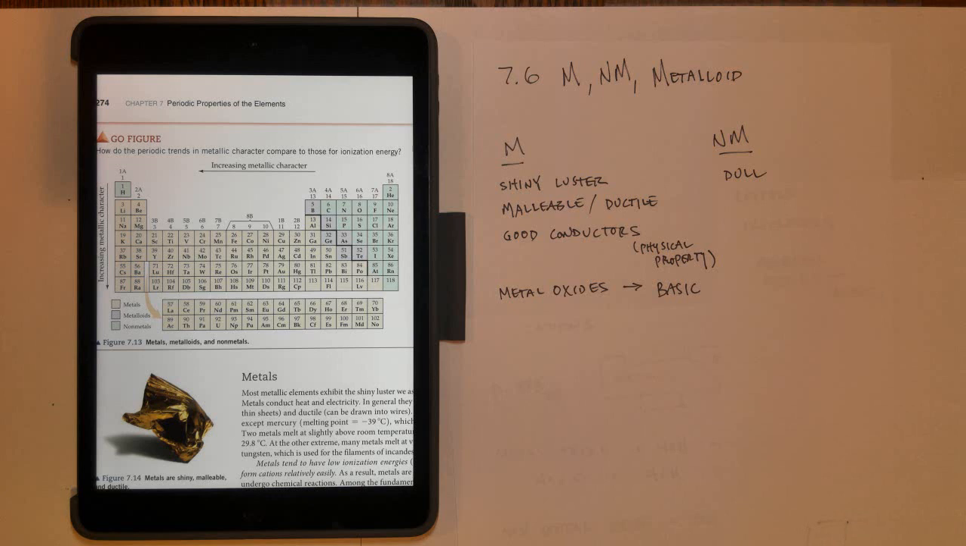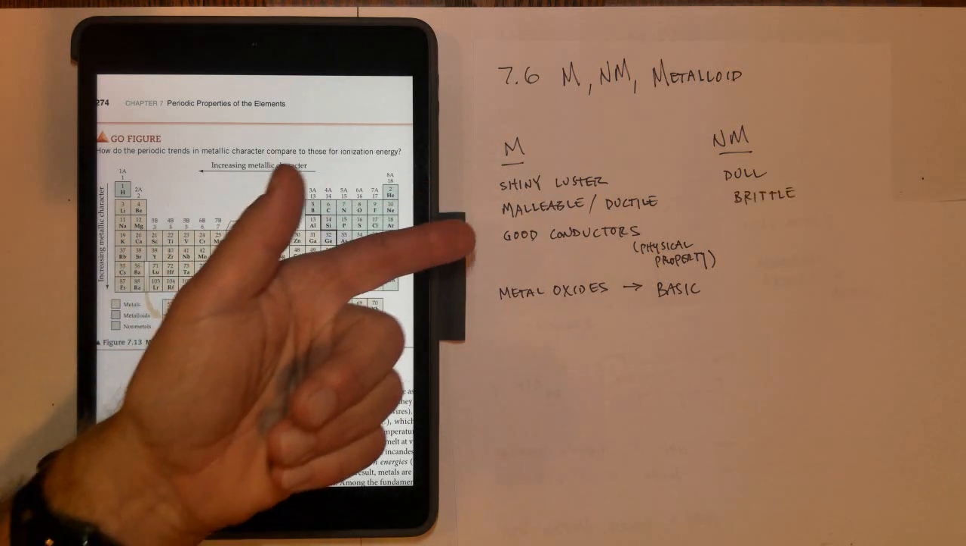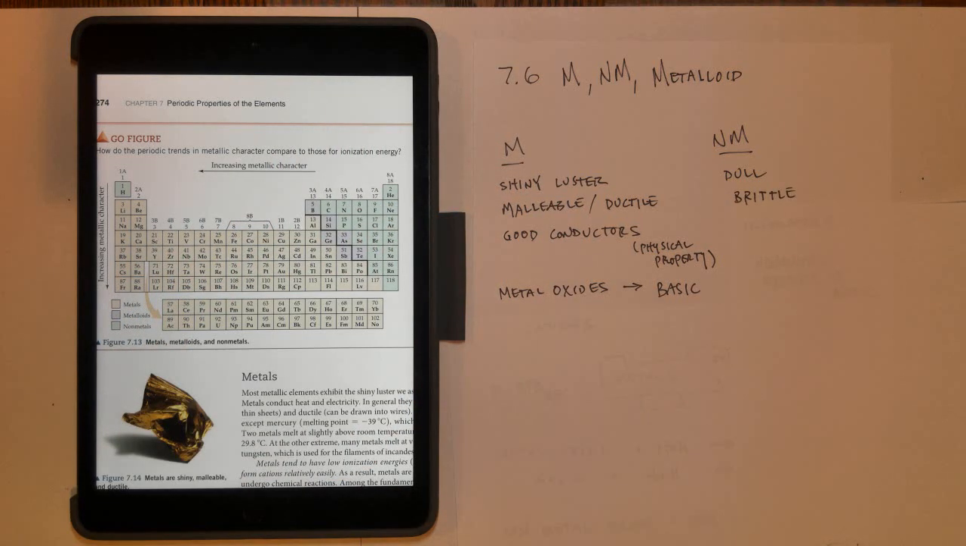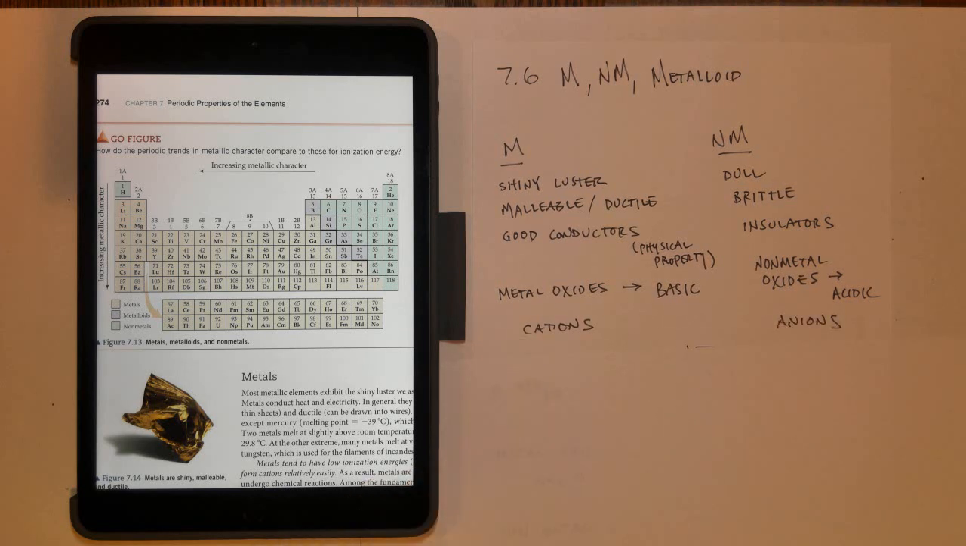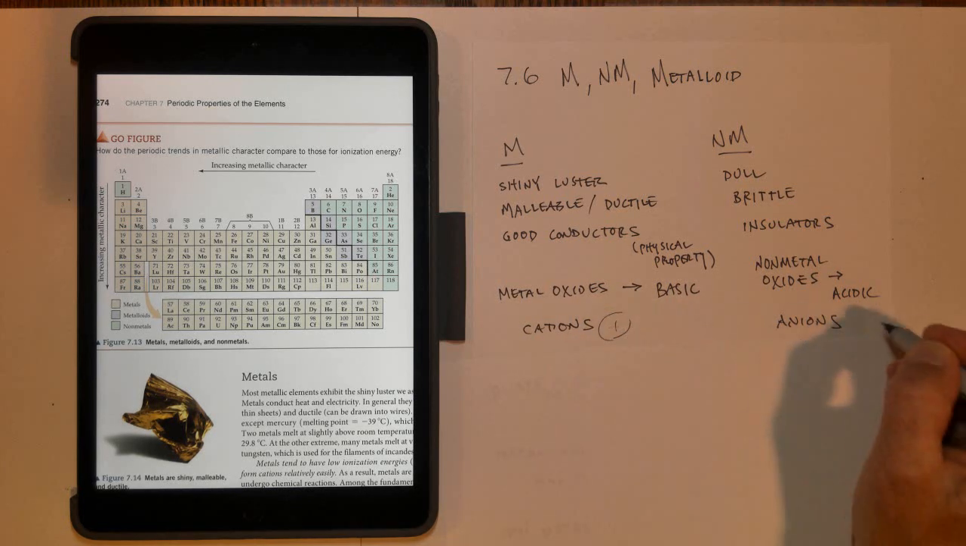Nonmetals are dull as opposed to shiny. They are brittle as opposed to malleable and ductile. They're insulators, not good conductors. And the nonmetal oxides are acidic versus the metal oxides, which are basic. The metals generally form cations in solution, and nonmetals form anions. And so these form positive ions, and these form negative ions.